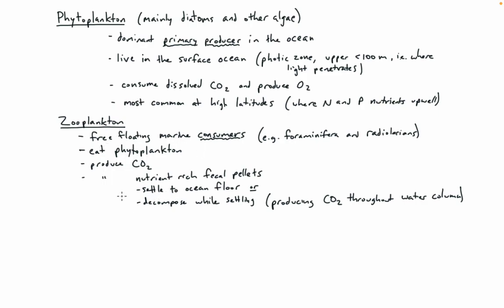So we'll talk more about that in a second. But if you're having trouble, these should be fairly easy to remember, because zoa looks like zoo, right? It's coming from the same root. It's the animals, basically. And the phyto is having to do with light. So those are easy to remember.